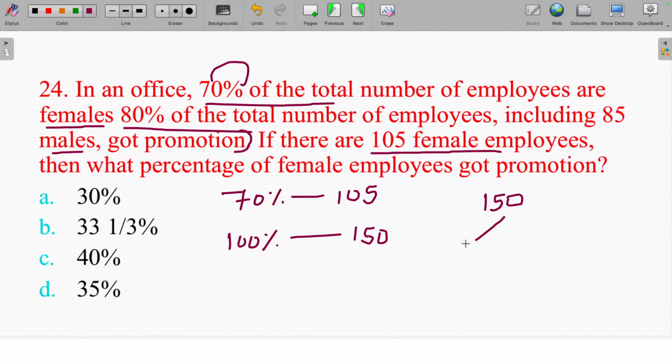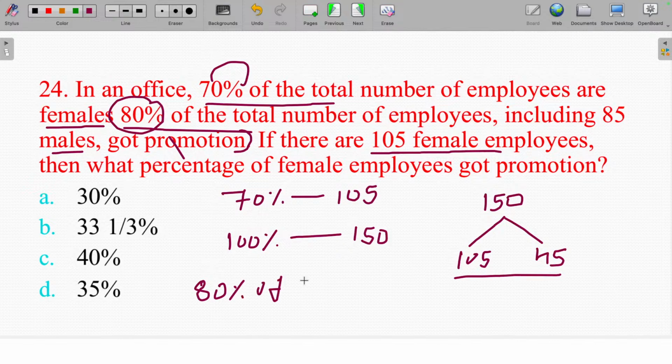Out of 150 employees, 105 females, 45 males. Correct? Yes or no? Yes, sir. Now, total 150 employees, in that 80 percentage got promotion. Tell me how many members got promotion? 80 percentage of 150, how much? 15 eights are 120. 120 employees got promotion. Yes or no?